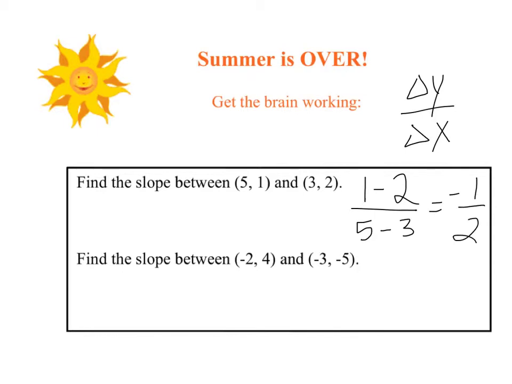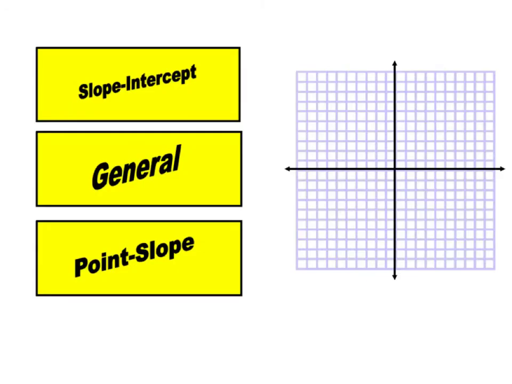There's the slope. Next, difference between the y values, difference between the x values. Three forms of a line are slope-intercept, which is y equals mx plus b, general form, which is ax plus by equals c, and the last form that most people probably don't like looks like this.